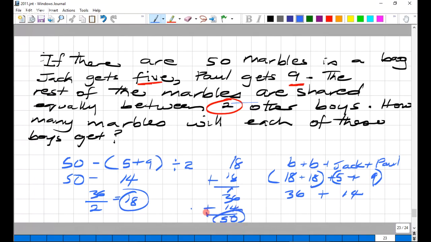So we have gotten back the 50 that they mentioned here. So that means that my answer is what? Correct. So I am certain that each boy would have gotten 18 marbles. So when I work it out like this and I test it, when I'm done with the exam, I can have confidence that I have done well and that the questions have been answered correctly. Yes, sir.